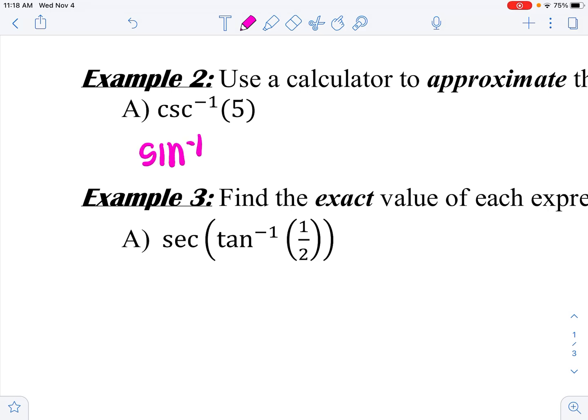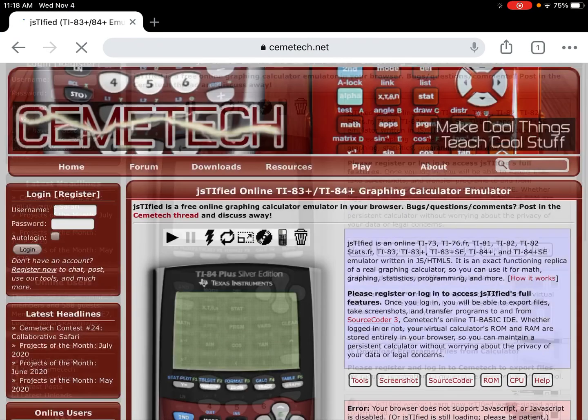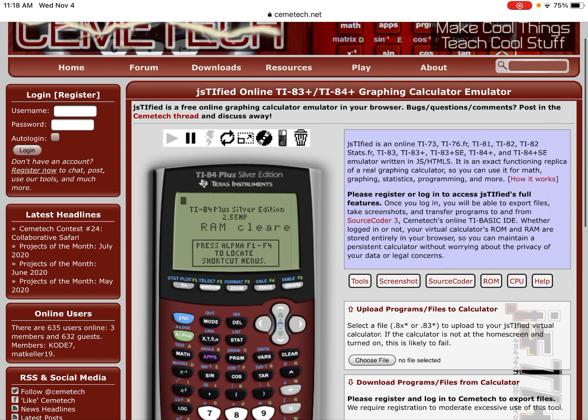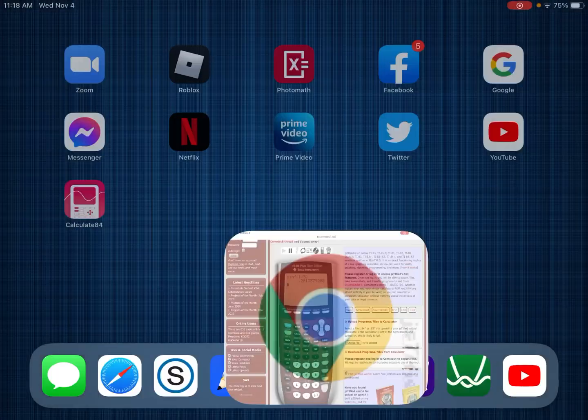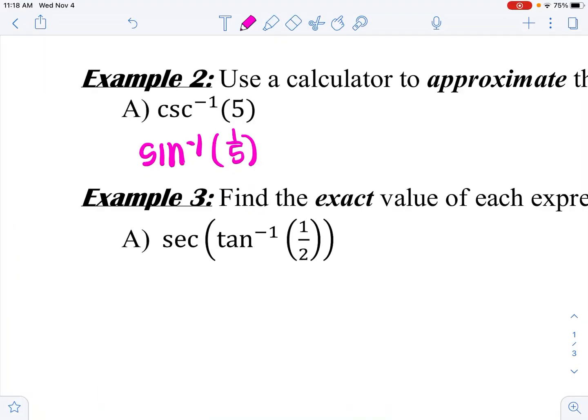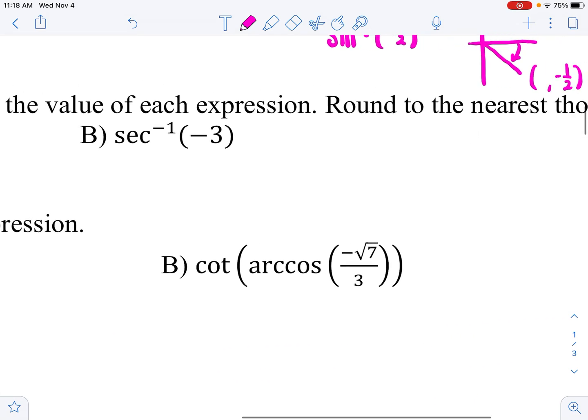I want you to realize that there's no cosecant inverse button. So you have to use the reciprocal, which is sine inverse. And then I have to take the reciprocal of 5, which is 1/5. So I'm going to do sine inverse of 1/5. Let me bring up my calculator here. Second sine, 1 divided by 5, close the parentheses, enter, and I get 0.201.